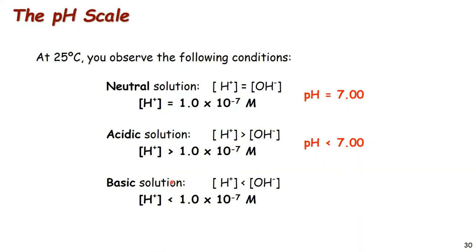And for a basic solution, we know that the hydrogen ion concentration is going to be less than that of the hydroxide. So for example, 10 to the negative 8 is 10 times less than 10 to the negative 7. Well, 10 to the negative 8 will have a pH of 8. So for a basic solution, the pH is always greater than 7. So again, neutral solution has a pH of 7. Acidic solutions are going to have a pH less than 7, and basic solutions are going to have a pH greater than 7.